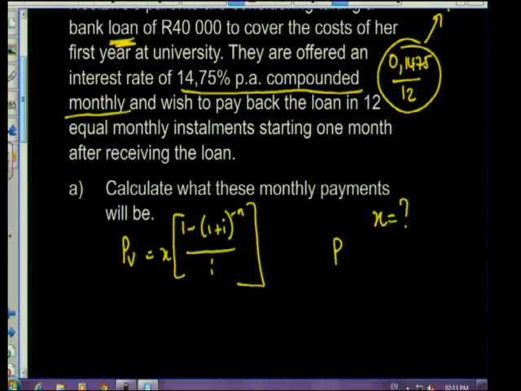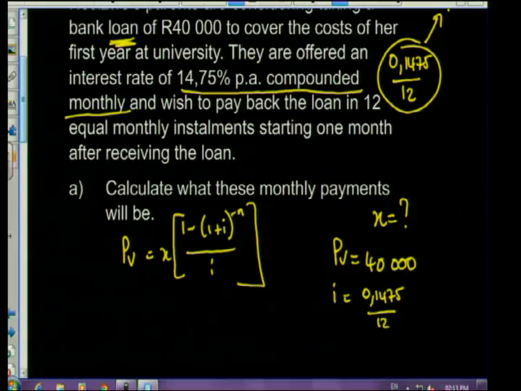So the present value, yes, I know that. That's what Nosizwe's parents are going to borrow, which is 40,000. Then I also know the interest rate because they told me that it was 14.75% per annum compounded monthly. So it's important to see the compounding linking to the rate. That would be, for me, 0.1475 all over 12. Remember, other students, you can write that as 14.75% and write that over 12.